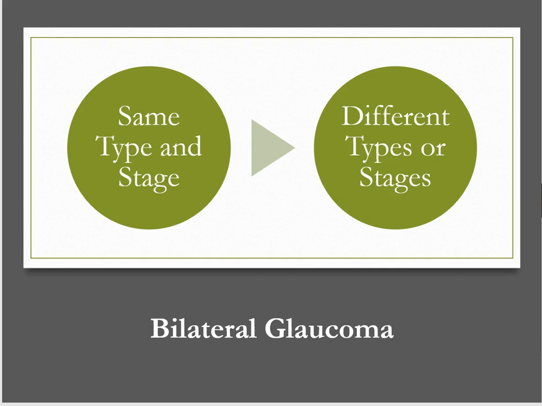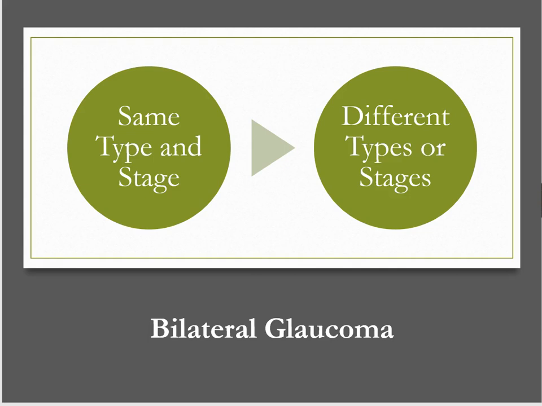First, situations where the patient has the same type and same stage. In those situations where the patient has the same type and the same stage in both eyes, there is actually a bilateral code for that type of glaucoma. You're going to report that one code for the type of glaucoma. That code will state bilateral, and then the seventh character will identify the stage.